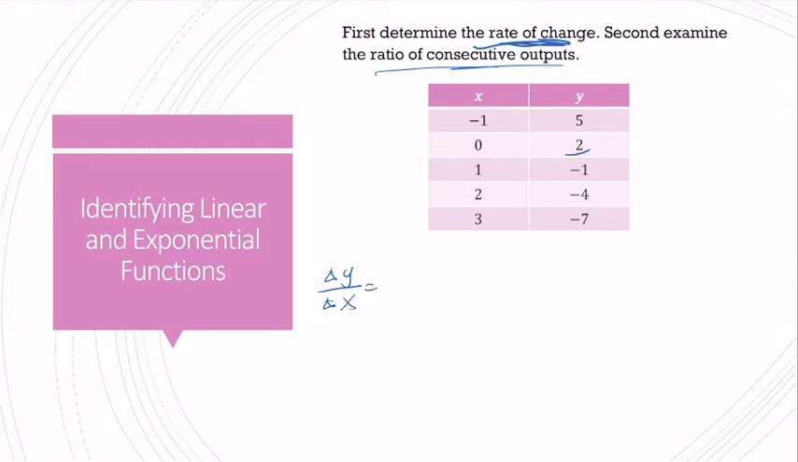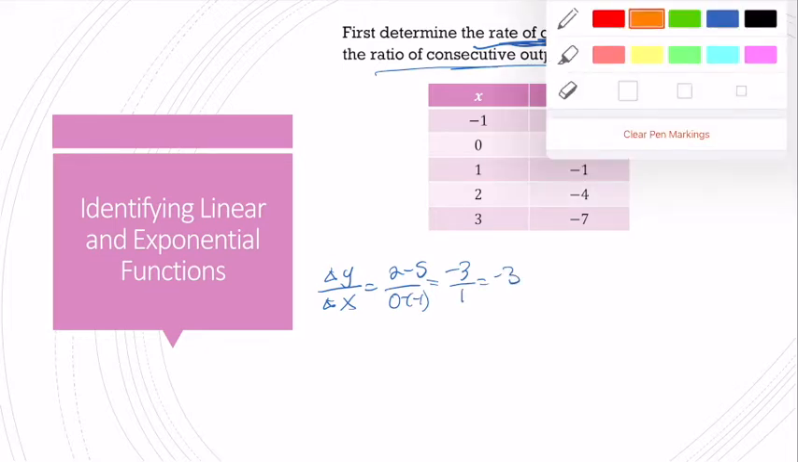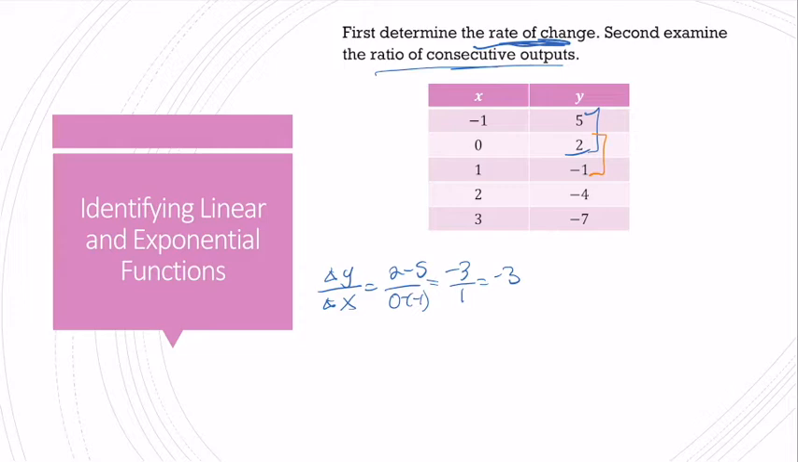I have 2 minus 5 over 0 minus a negative 1. That becomes negative 3 over 1, which is negative 3. Let's pick another set of 2 points. Looking for my change in y over my change in x. That gives me negative 1 minus 2 over 1 minus 0. So negative 3 over 1, which equals negative 3.